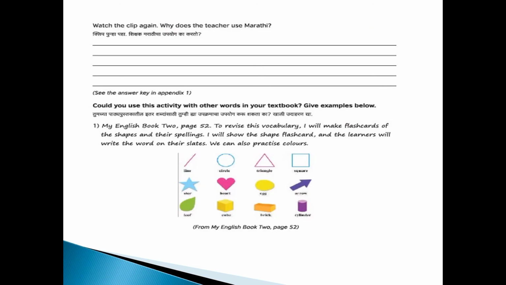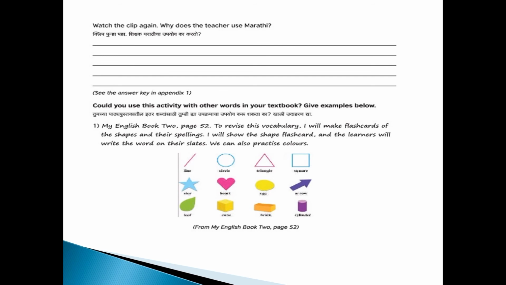After watching the video, you ask them some questions based on that video. If they need to watch the video once again, then you share that video, or give them the opportunity to watch it once again. After that you ask the question: watch the clip again, then why does the teacher use Marathi? Based on that video, the teacher used Marathi and English language. So why did he use that Marathi language? Elicit some points from your tag members on why that teacher used Marathi language.